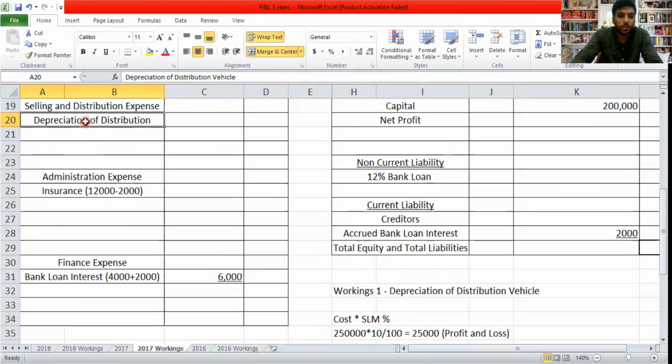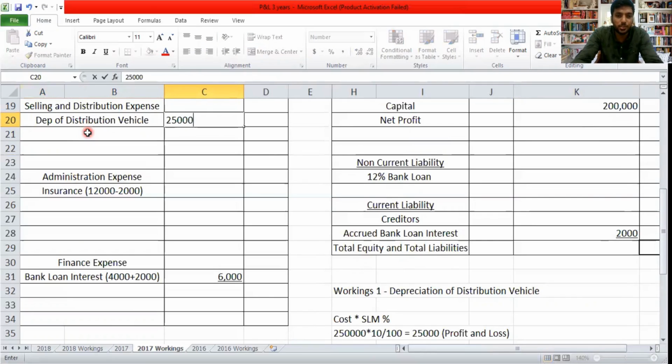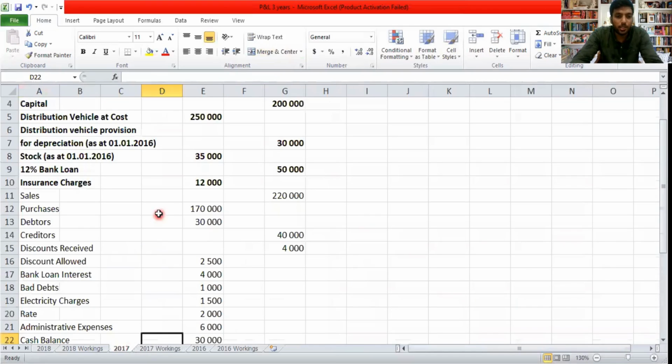I'll write here because I couldn't represent depreciation of distribution vehicle. I'll write depreciation of distribution vehicle, but don't write "dep" in exams because the examiner will not give you marks. So depreciation of distribution vehicles. How much is the depreciation? 25,000. So now it's that easy. So we have recorded that also.